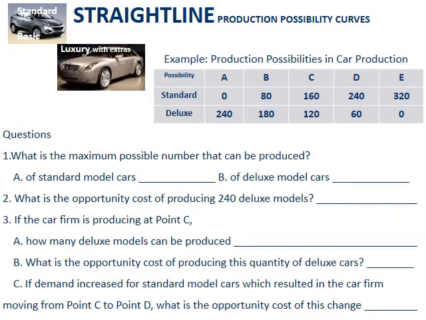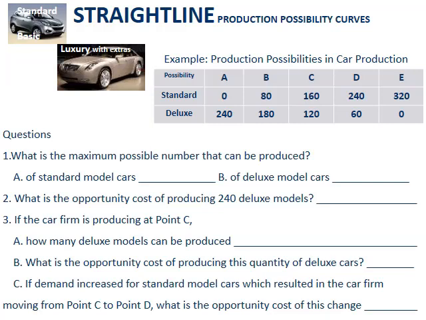Here we have a table showing the production possibilities in car production. You've got two types of cars: the standard model, the basic model, and the deluxe model, which has the extras. It's more luxurious. So the first question says, what is the maximum possible number that can be produced of standard model cars? Well, you just read along, and you can see 320 is the maximum possible.